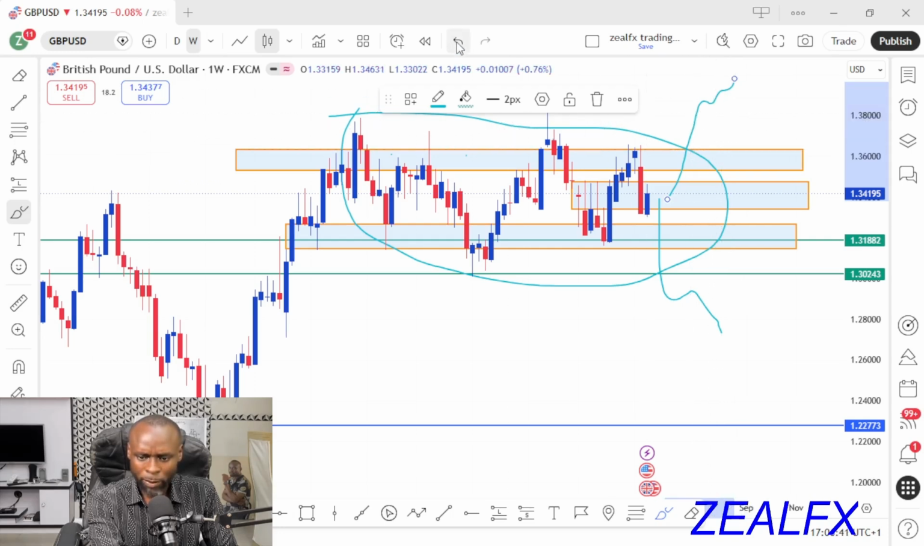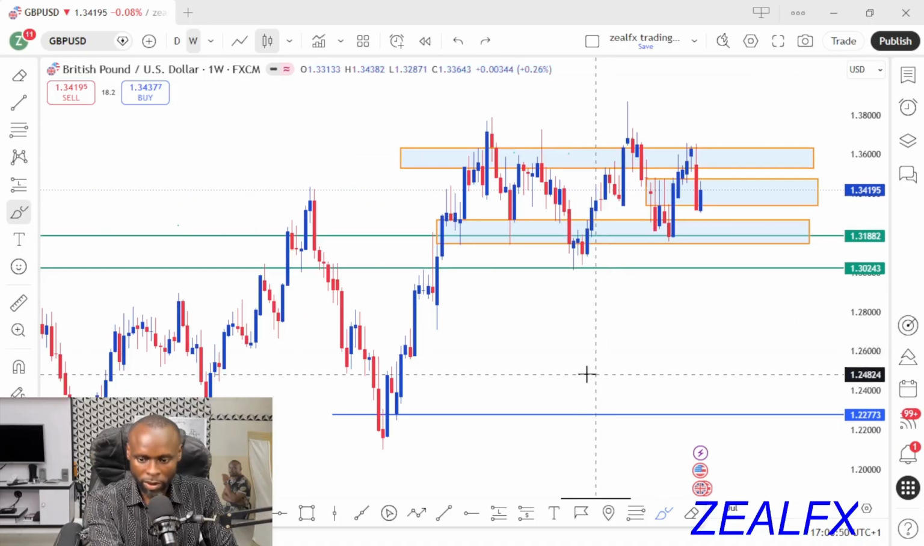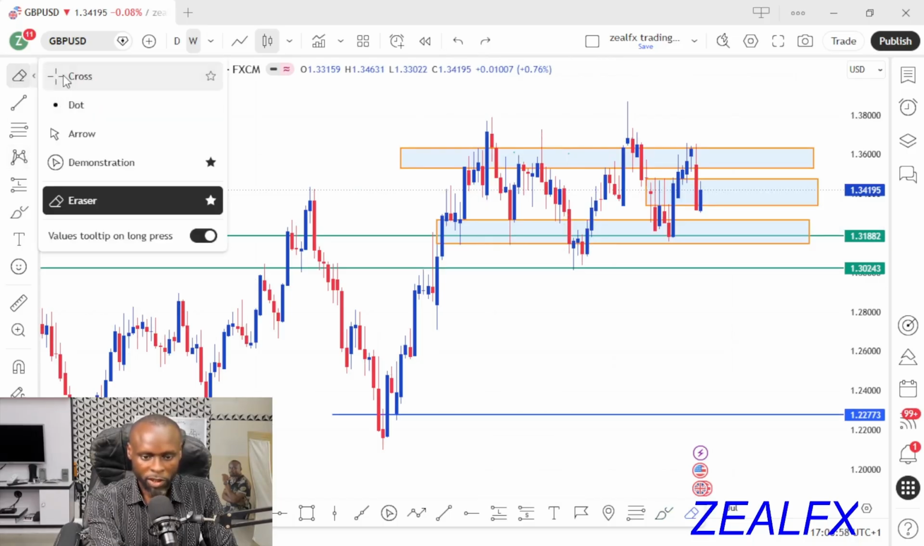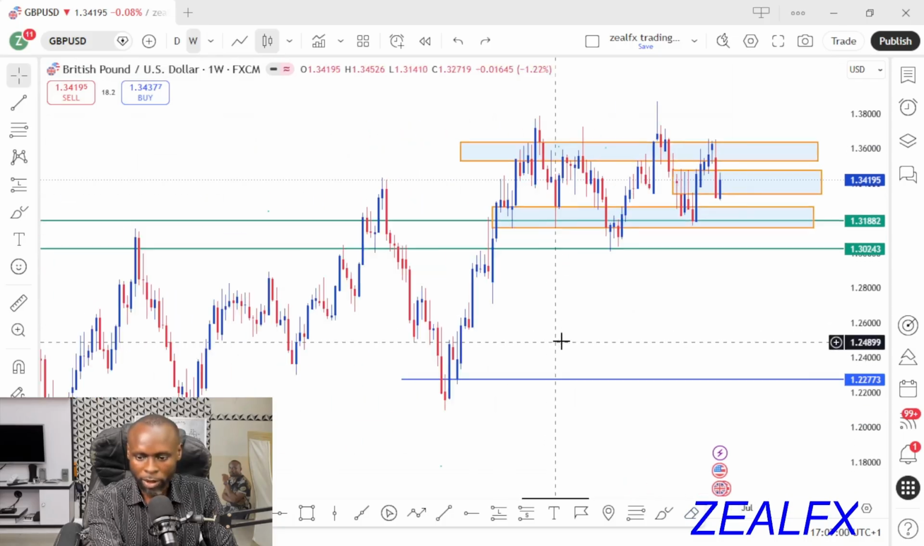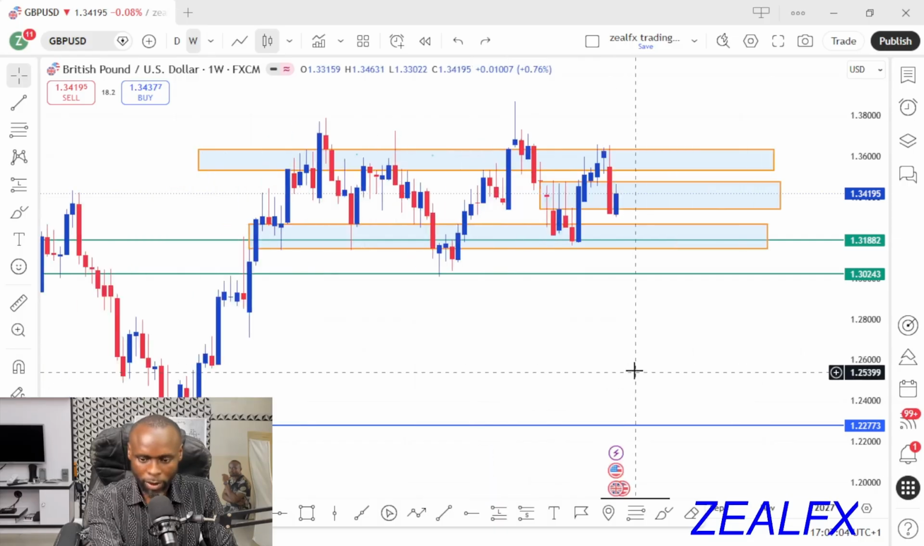So what are we expecting from the GBPUSD? So long as the trend on the weekly still remains sideways, this week we are still expecting price to drop. We are expecting a drop from the GBPUSD this week. Why are we expecting that drop?